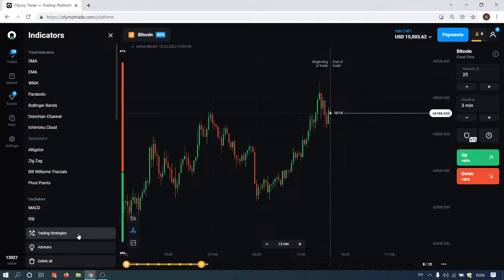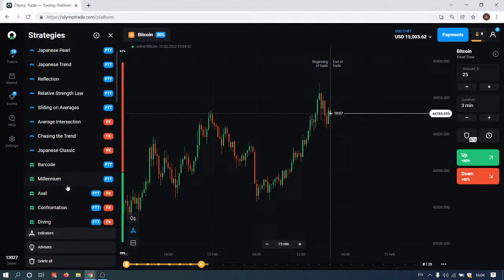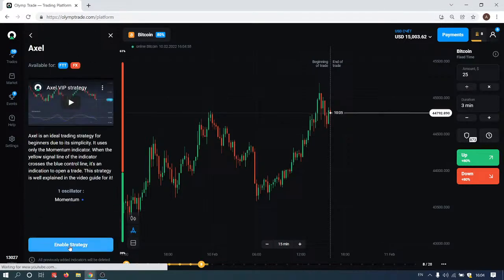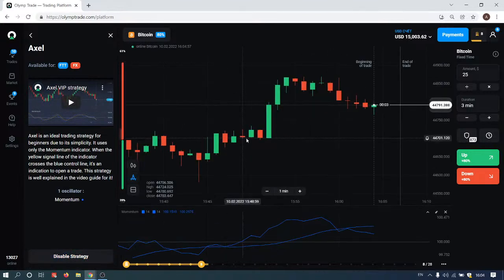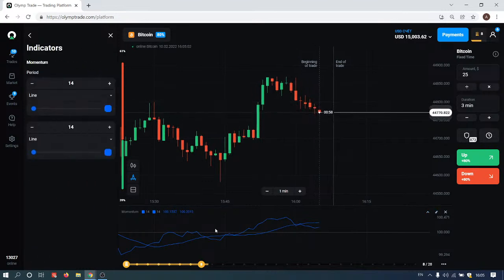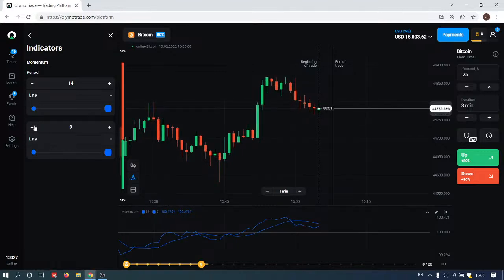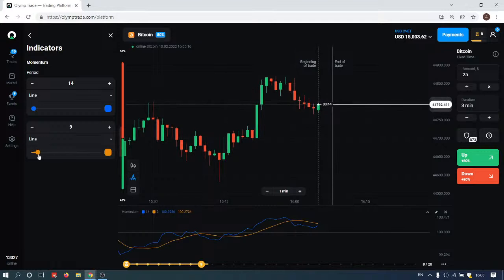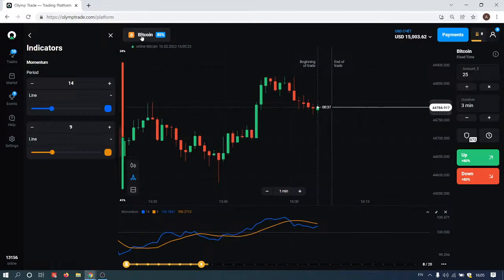Let me go ahead and enable the strategy called Axel. Here we go, 1, 2, 3, right. By default, this strategy looks like this. Both lines are blue, so I make my own adjustments. I like to set this period to 9, I like to make this line orange, and I like to make them a little bit thick so I don't have to stress my eyes while looking at these indicators.